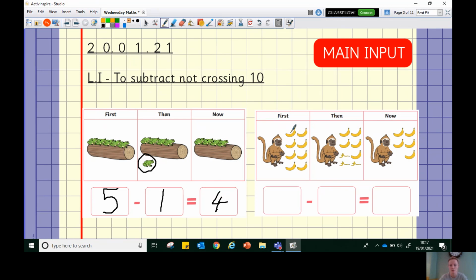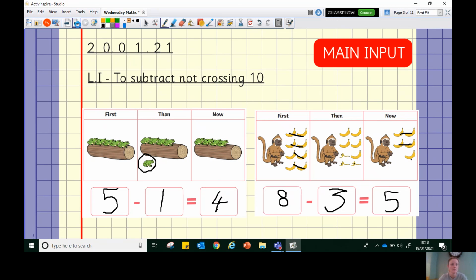Okay, then I'm going to have a go at the monkey question here. So I've got the monkey, I'm going to count in 2. So see if you can help me. 2, 4, 6, 8. So first, the monkey had 8 bananas. Oh, that's a good 8. Okay, then the monkey ate, how many bananas did he eat? 1, 2, 3. He must have been hungry. 8 minus 3. How many bananas do we have left? We've got 2, 4, 5. 8 minus 3 equals 5. So hopefully you would have got something similar.